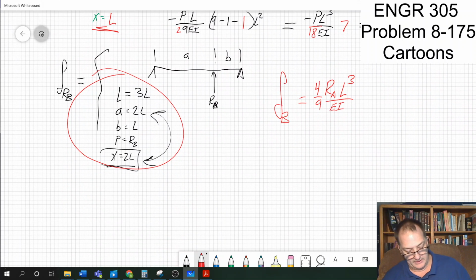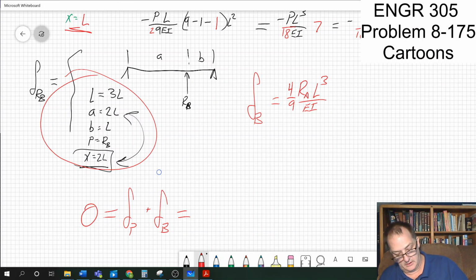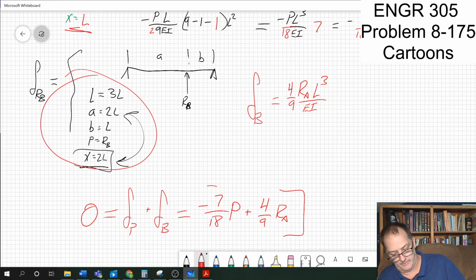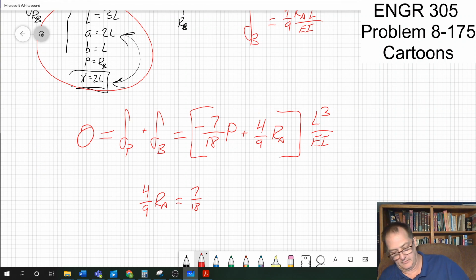Now, what you've got to realize is that 0 equals the deflection from P plus the deflection from B, which equals minus 7/18 P plus 4/9 RA, L cubed over EI. So 4/9 RA is equal to 7/18 P.